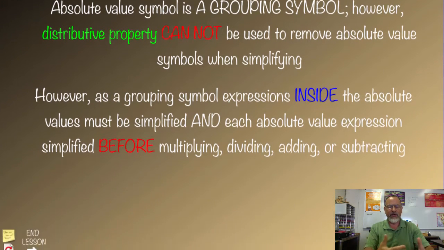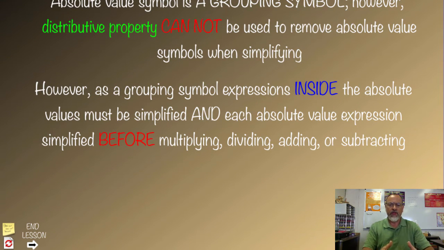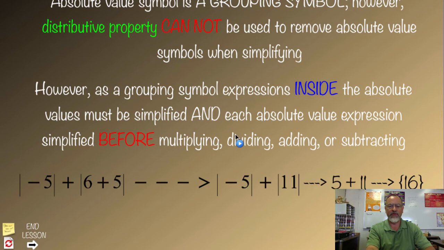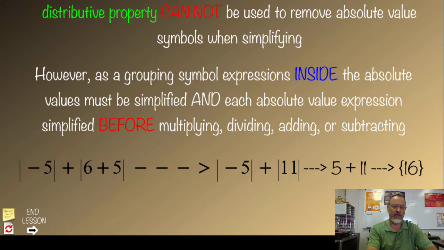So basically, as a grouping symbol, the expressions inside all need to be simplified as far as we can first. Once we've done that, then we simplify the absolute value by asking ourselves the question, how far is this away from 0? And then once we've done that, we remove the absolute value symbol, because you remember our answer to that question is the absolute value simplified. Then we can go ahead and finish off by doing any adding or subtracting that we need to do.